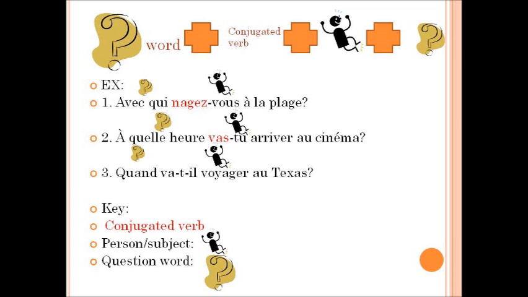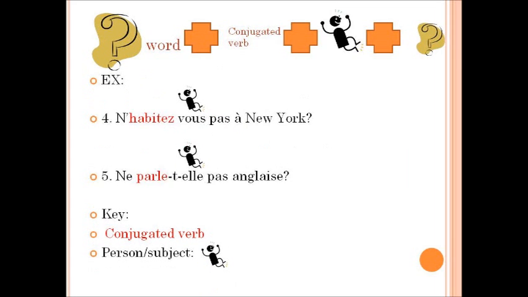Quand va-t-il voyager au Texas? When is he going to travel to Texas? Note that this sentence does have a T in between va and il as a liaison. Okay, here are some examples using ne and pas and making sure you put it around the subject and the verb. N'habitez-vous pas à New York? Do you not live in New York? Ne parle-t-elle pas anglais? Does she not speak English?